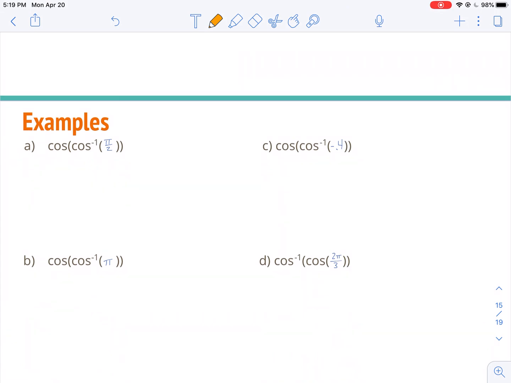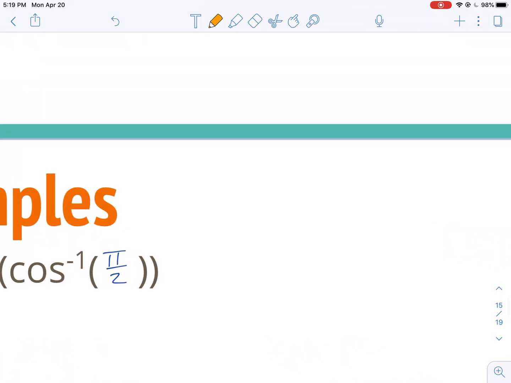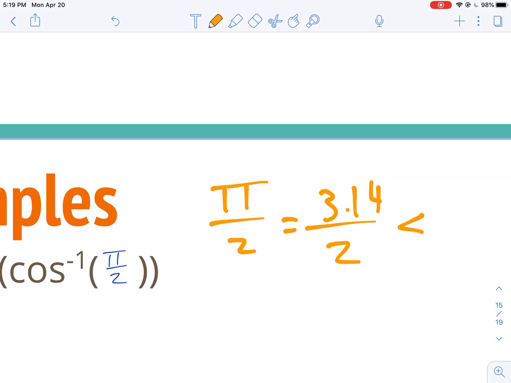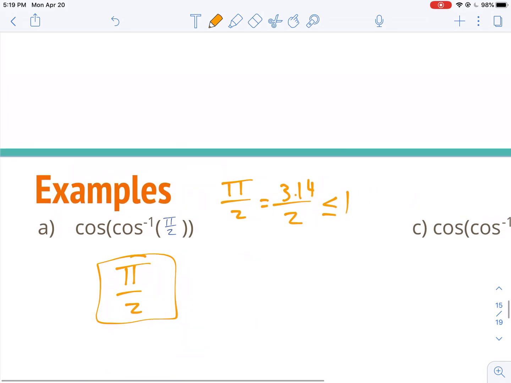We've got the cosine of the cosine inverse of pi over 2. This is the cosine inverse, so we have to consider this. We have to think about, is pi over 2 between negative 1 and 1? I've kind of done a little bit of a trick here. This is not an actual radian. Pi over 2 is equal to 3.14 over 2, which is less than 1. So my answer here is just going to be pi over 2, because 3.14 divided by 2 is in fact less than 1.